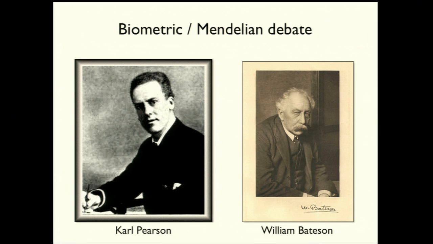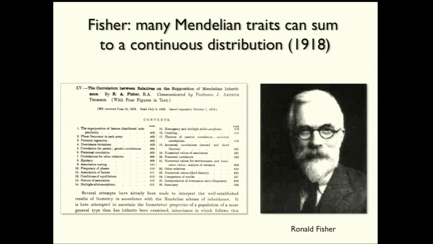Because the resolution to this debate was published in 1918 by R.A. Fisher, the great geneticist who invented statistics and the p-value. If you ever heard of the p-value, you can thank R.A. Fisher, okay? So what he wrote in 1918 in a paper called The Correlation Between Relatives, right? So that's the biometric part, under the supposition of Mendelian inheritance. That's saying Mendel's right.